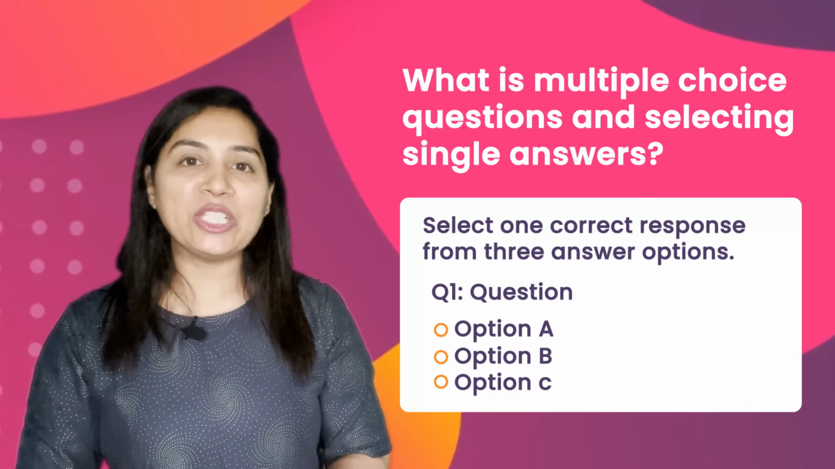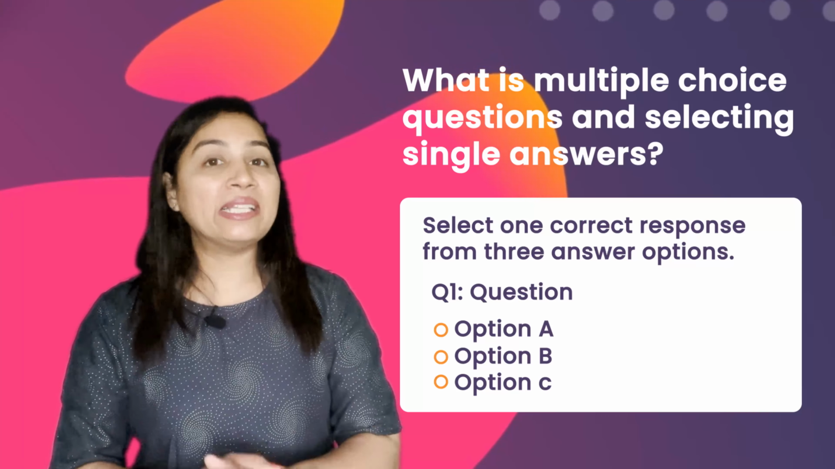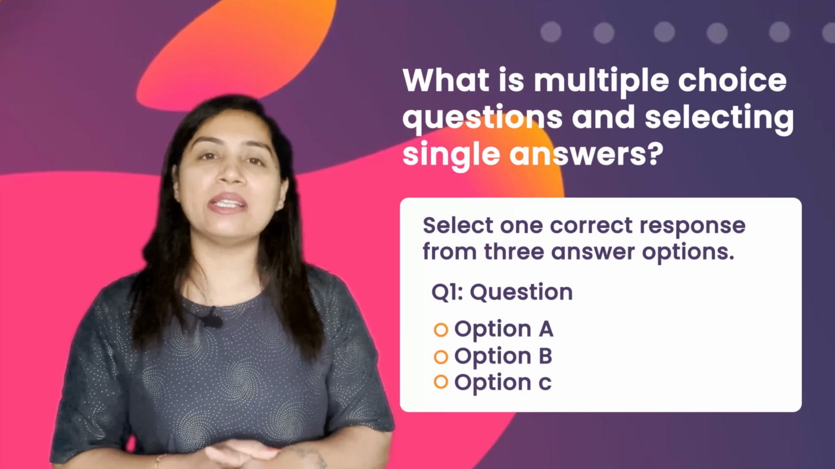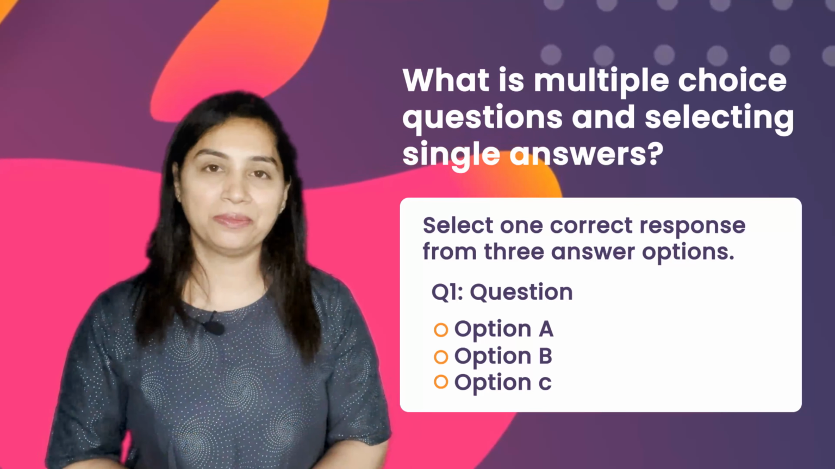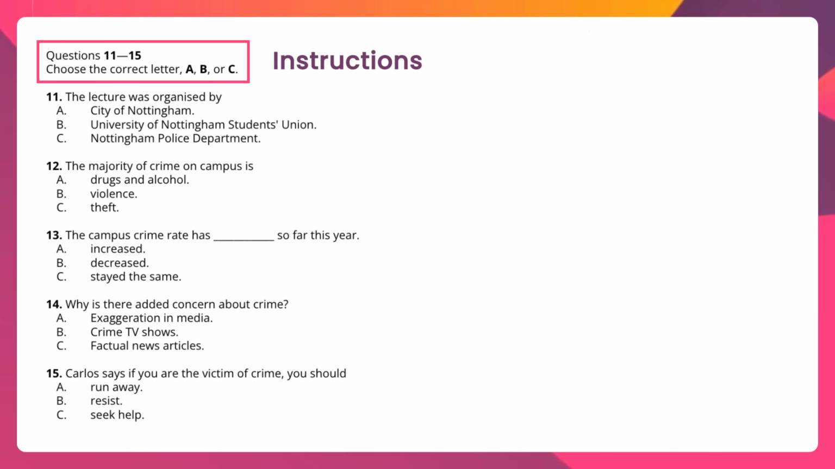This question task is majorly found in section 2, 3 and 4, and the difficulty level also rises according to the section. Now let's look into the example question task. Let's understand the instructions first. The instruction says questions 11 to 15 are the questions to be attended. You need to choose the correct letter A, B or C.